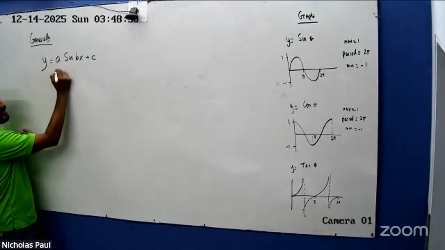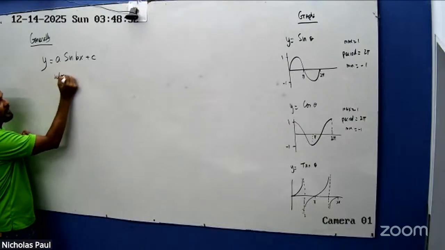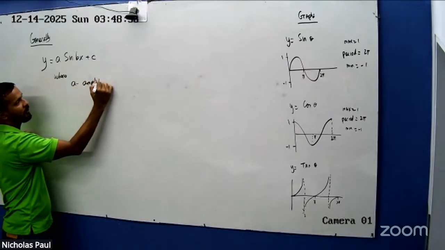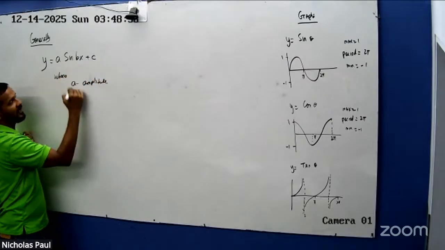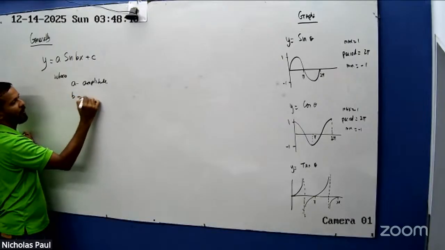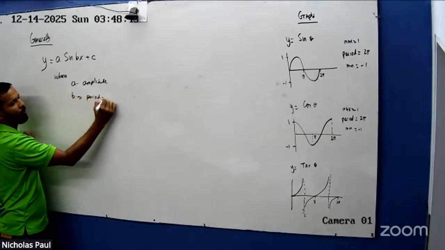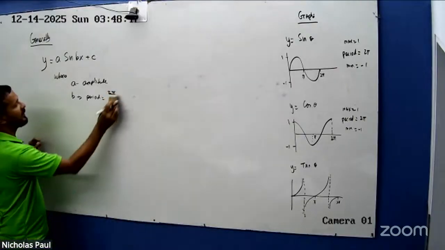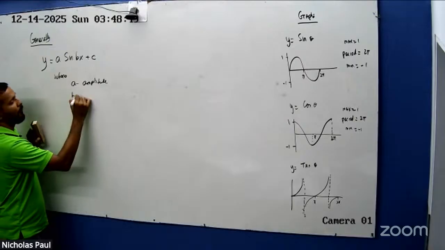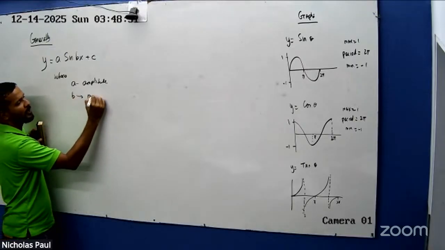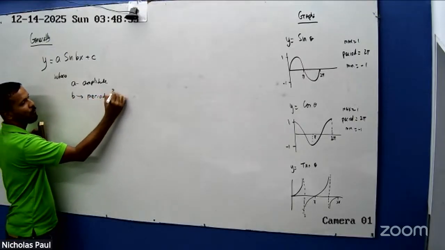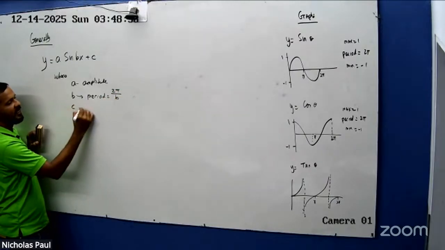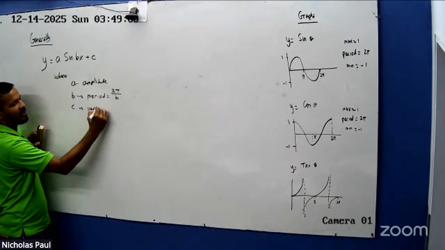This letter A gives you your amplitude. That letter B helps you find the period. Period is always going to be equal to 2 pi over that B value. And C represents your vertical shift.